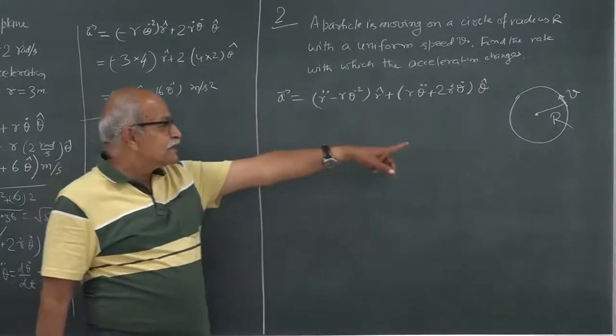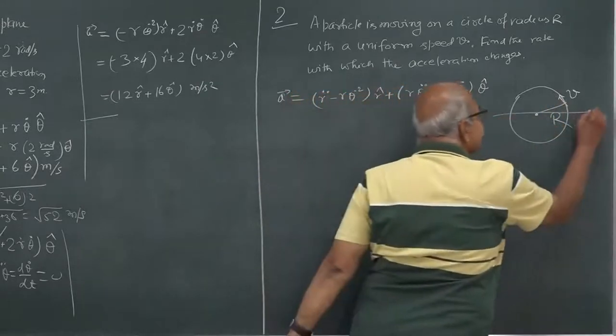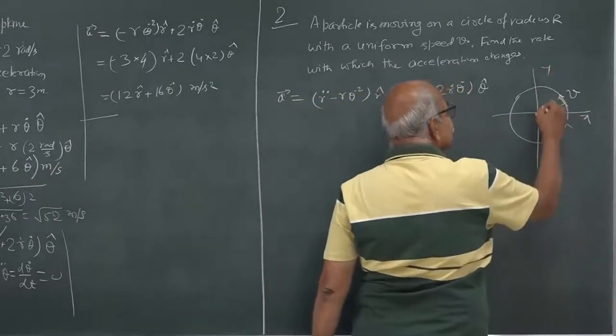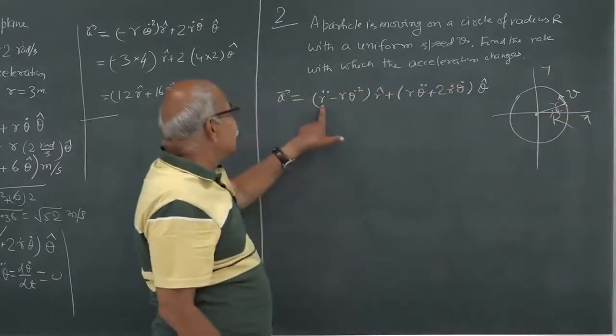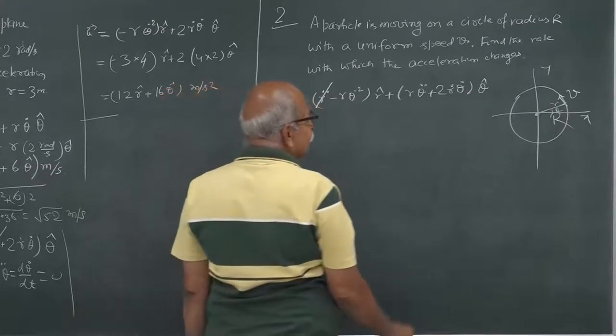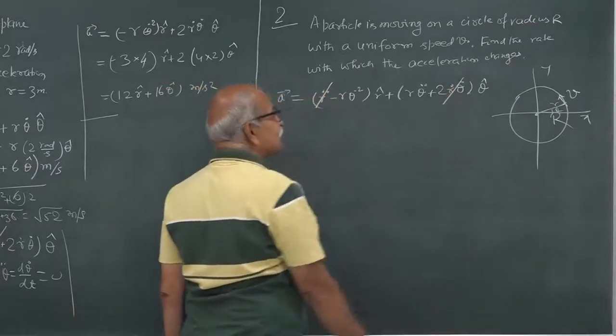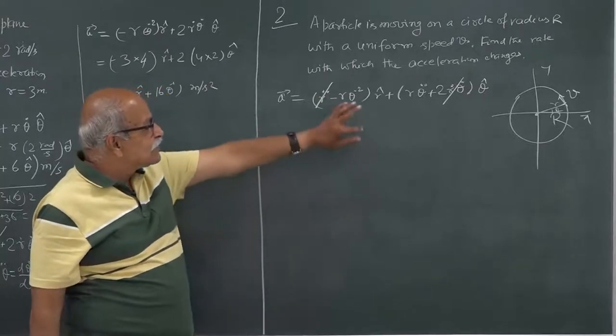Since r is constant, the distance of the particle from the origin is constant. You can take x axis, you can take y axis. This is r, this is theta. r dot is 0, r double dot is 0, so this term goes away. And r dot is 0, so this term goes away. Then you have theta double dot.